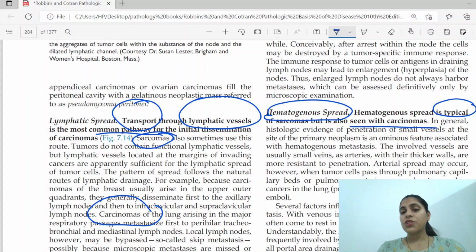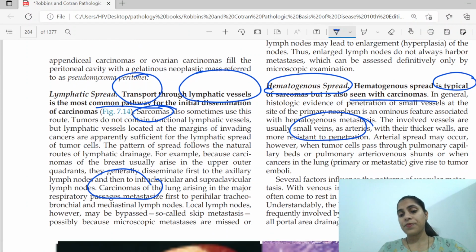In general, histological evidence of penetration of small vessels at the site of the primary tumor is an ominous feature associated with hematological metastasis. So it is usually metastasizing through a very small vessel, like a vein or venule. The thicker vessels don't allow it.